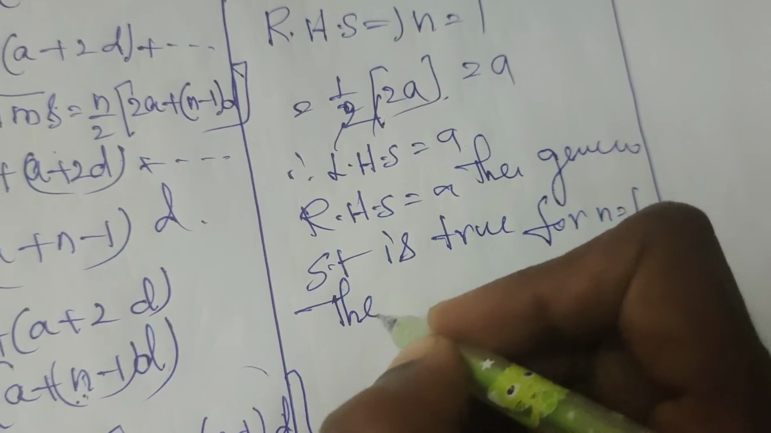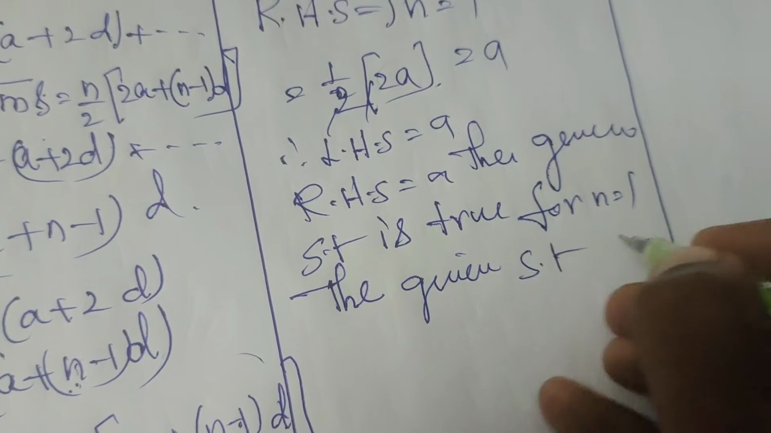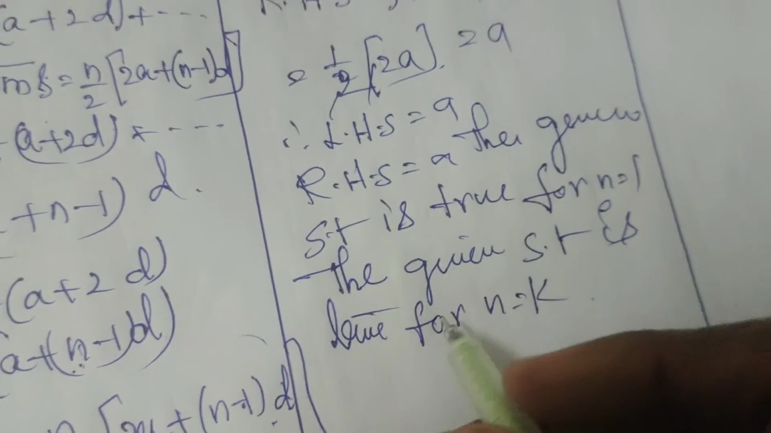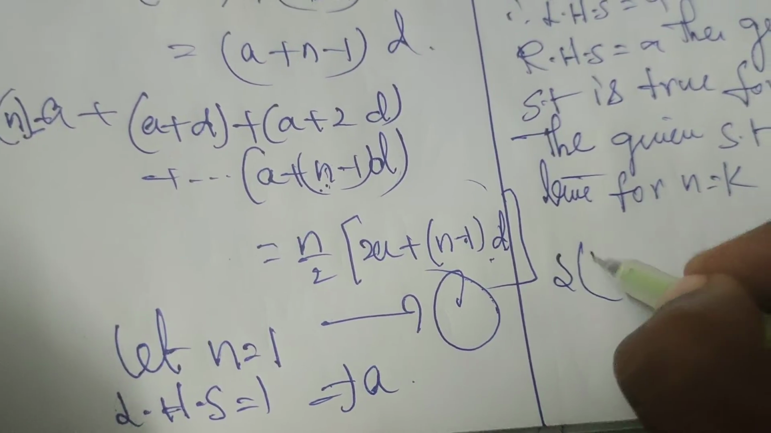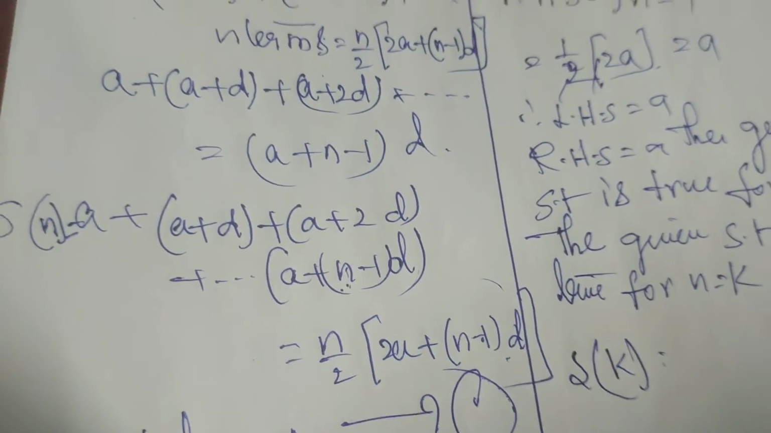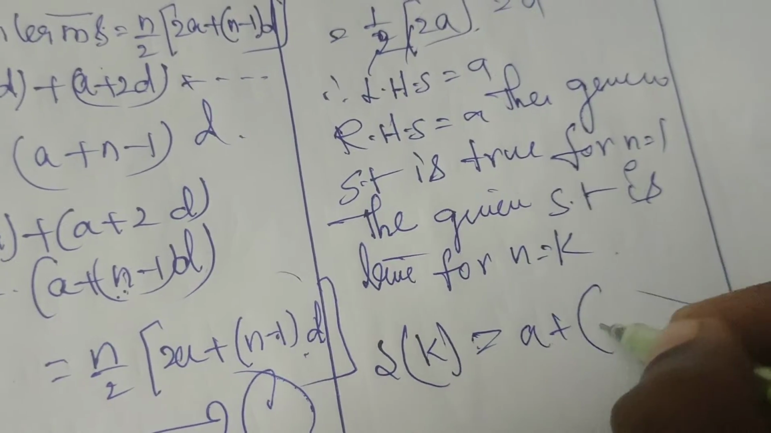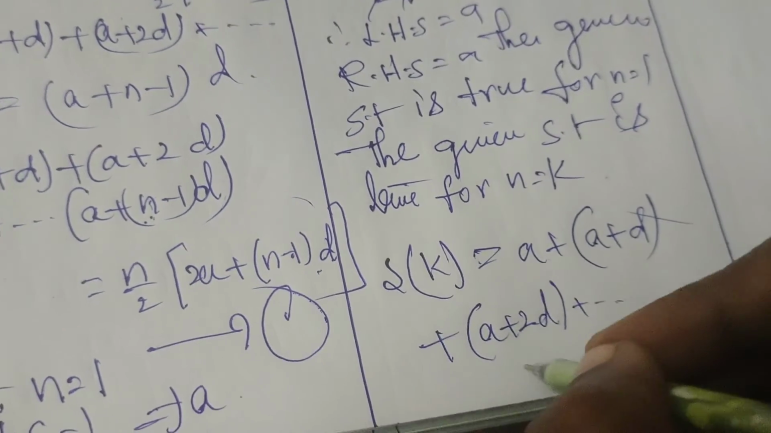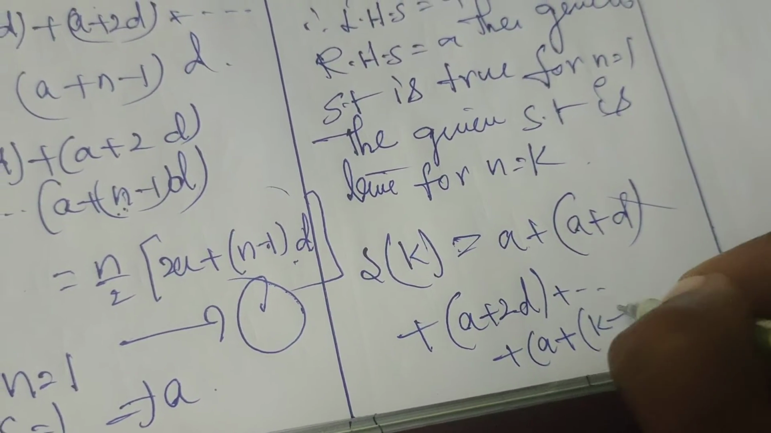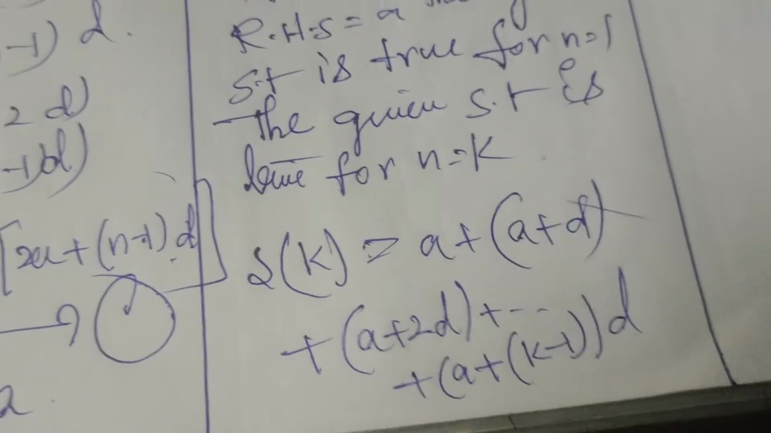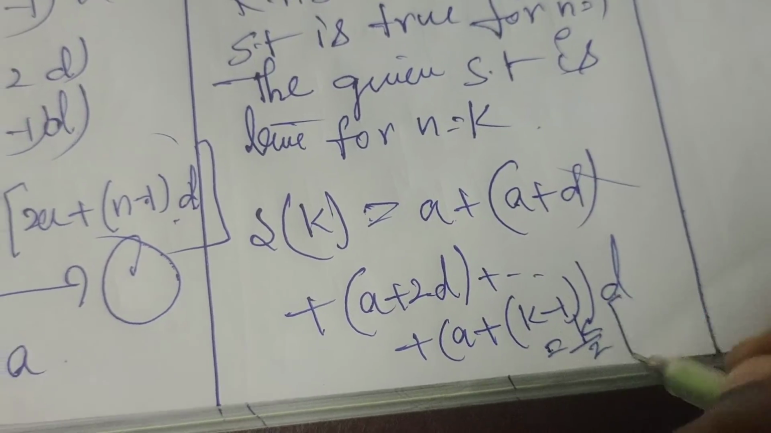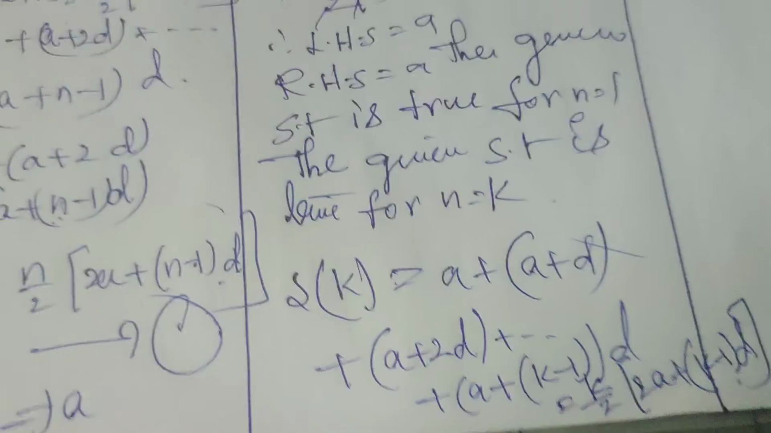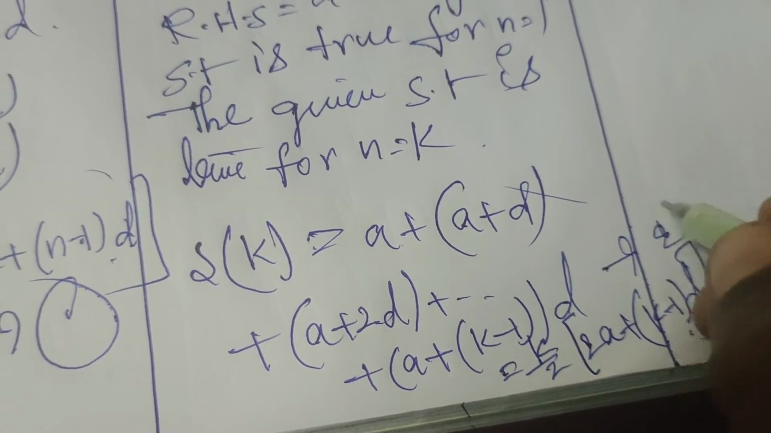The given statement is true for n equals k. Substitute k in place of n in equation 1, that is a plus d plus a plus 2d, and so on, plus a plus k minus 1 into d, equals k by 2 into 2a plus k minus 1 into d. This is equation number 2.